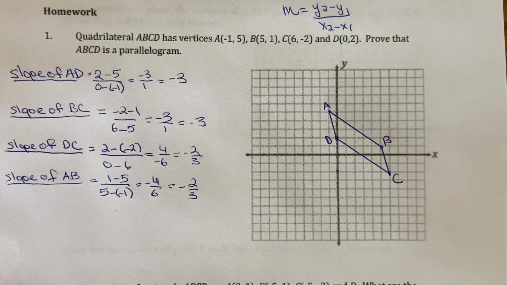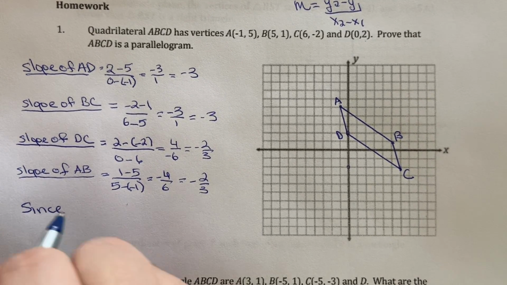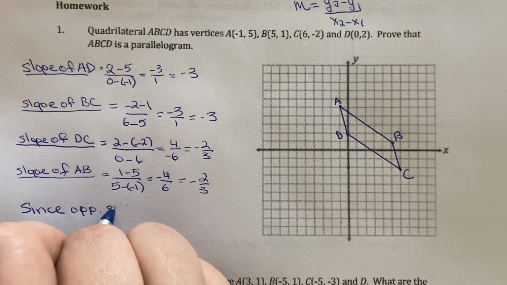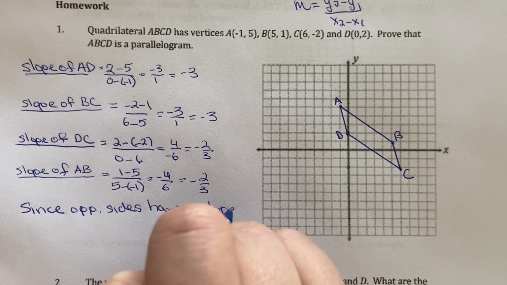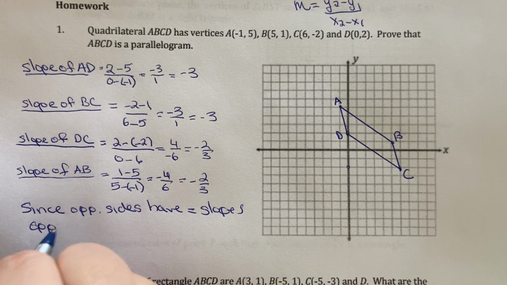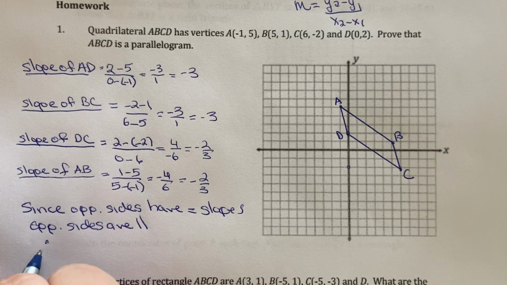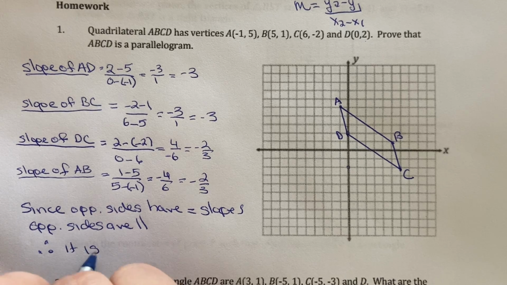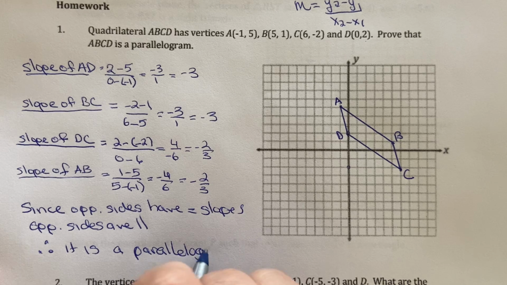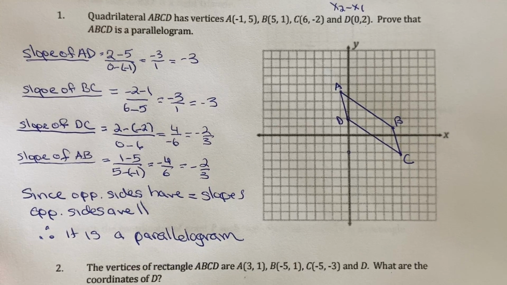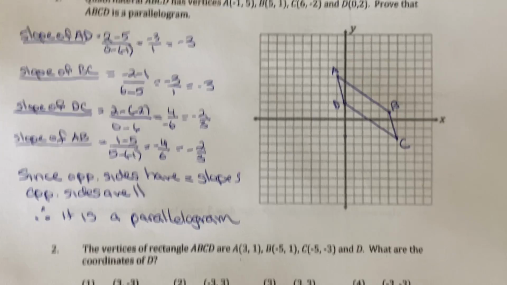So then we just have to make a statement. So we're going to say, since opposite sides have equal slopes, opposite sides are parallel, therefore it is a parallelogram. Okay, cool. And again, that would have been a 4-point question. So then going down to number 2.